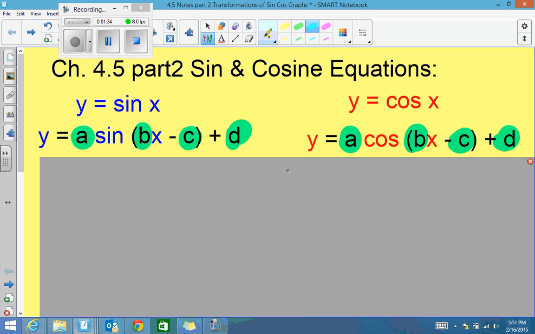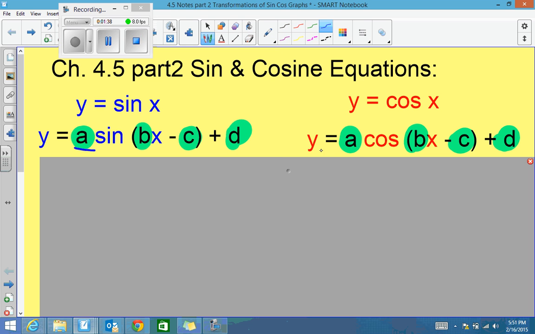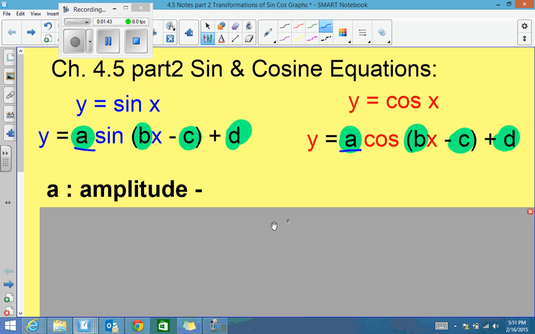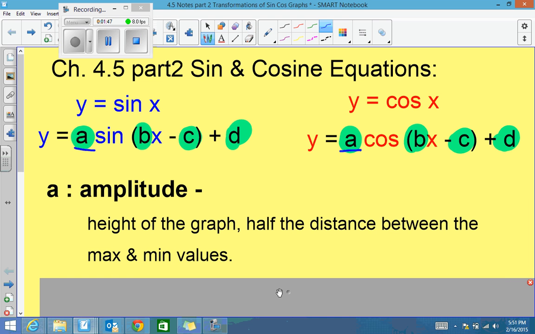For example, if we put a value in the position right in front of the actual sine or cosine term, that is called amplitude. And that affects the height of the graph. It represents half the distance between the max and min values. So amplitude is going to make the graph taller or shorter depending on the value of A.